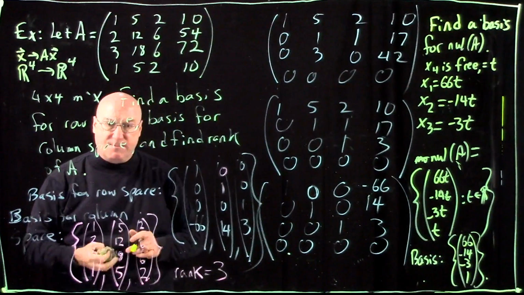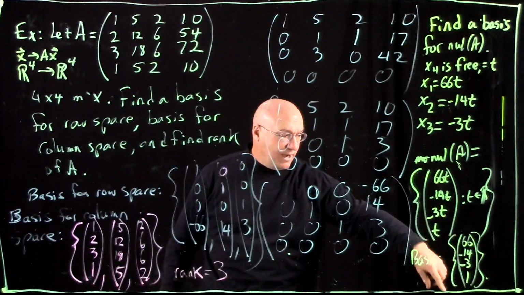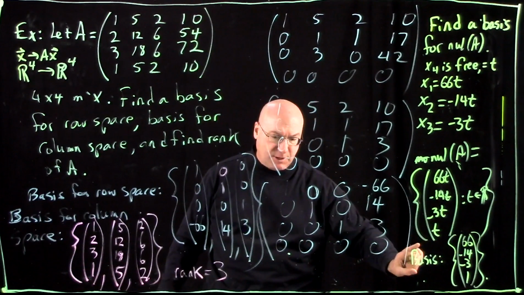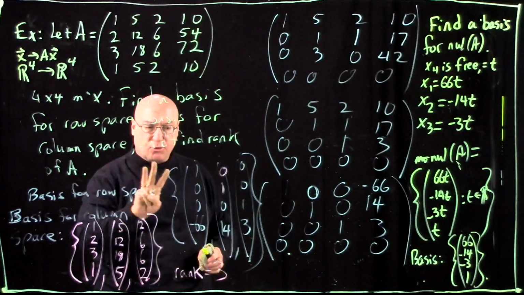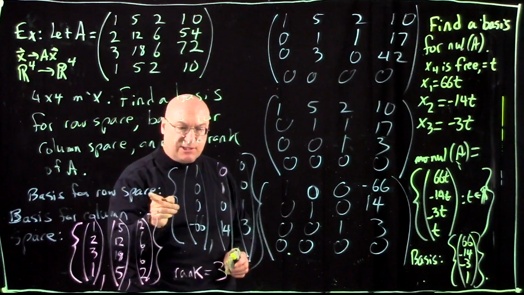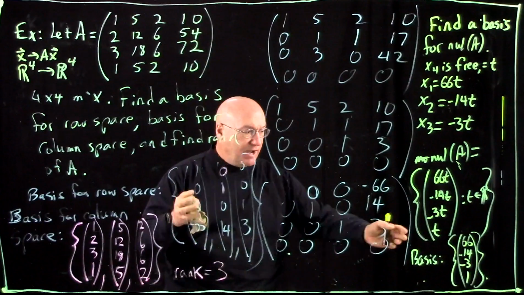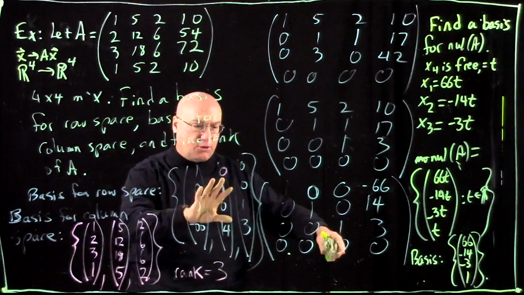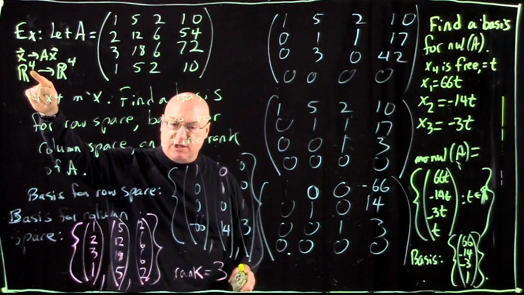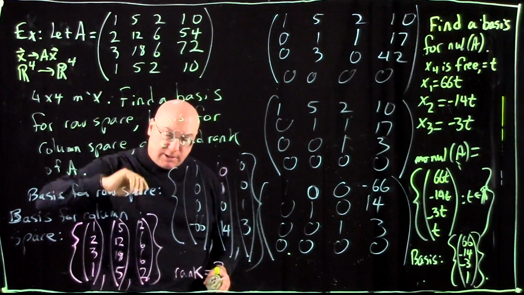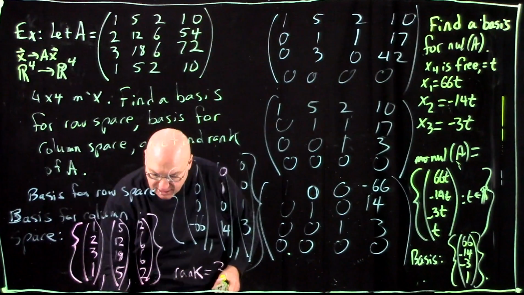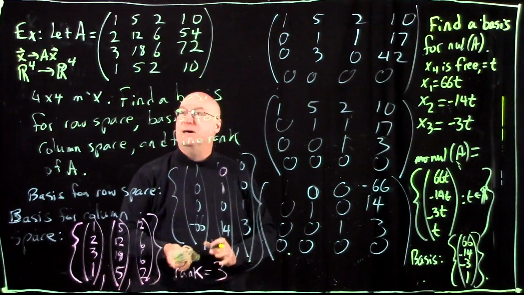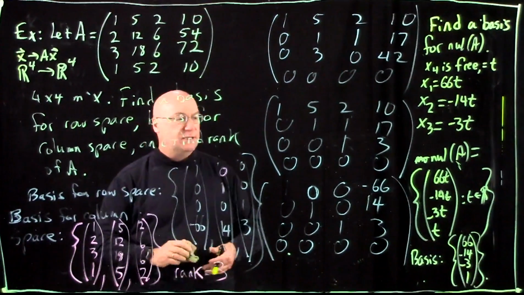And notice something. I have one vector in the basis for the null space. I have 3 vectors in the basis for the row space. If I add the number of those vectors together, 3 and 1, I get 4, the dimension of my starting space. That's going to turn out always to be true. And in fact, I guess I will go ahead and say that.